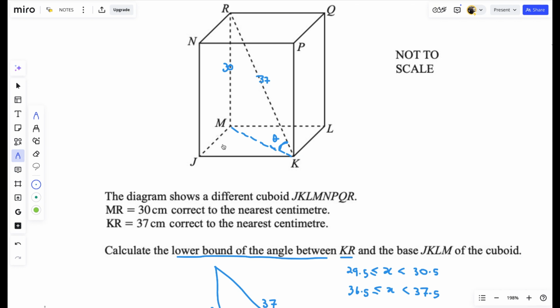So this is the whole base, and to make an angle with KR, you first join here, and then make an angle here. So this is the angle theta. They say we should find this angle.